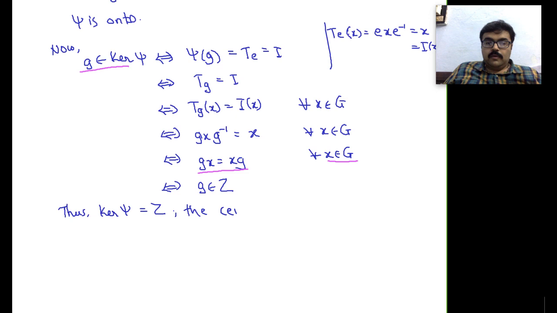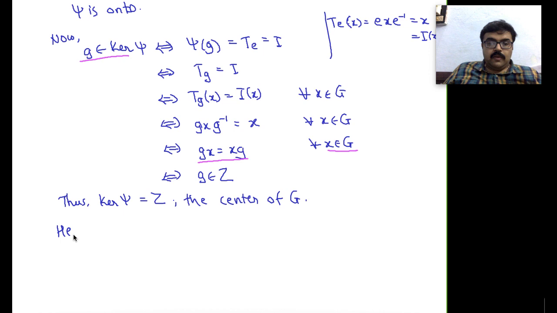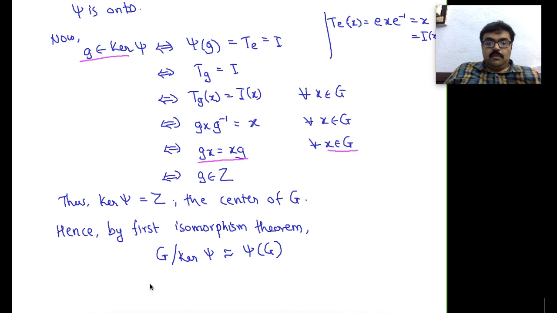So hence by the first isomorphism theorem, G quotient kernel is isomorphic to the image. Because psi is onto, the image is nothing but the inner automorphisms. So we have G quotient kernel of psi is isomorphic to the image of psi. Because psi is onto, we have G quotient Z is isomorphic to Ig. So this is a very important result.